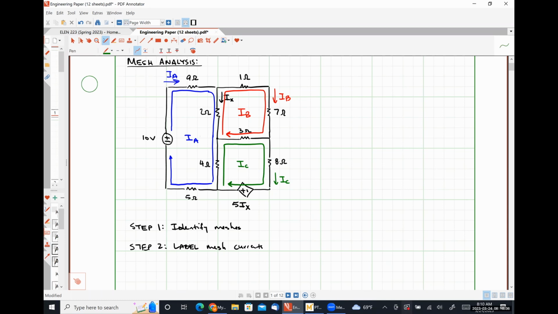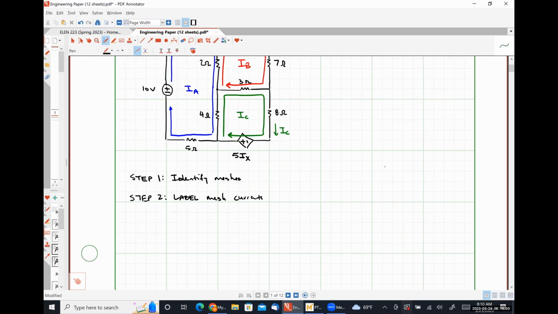Now, where things get a little bit tricky is when we have an element that is shared between multiple meshes, okay? So we're going to talk about that right now when we get into step number 3, which is going to be express our controlling variables in terms of our mesh currents.